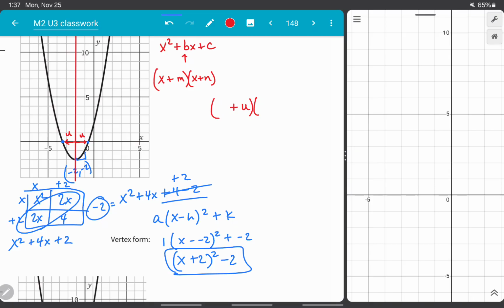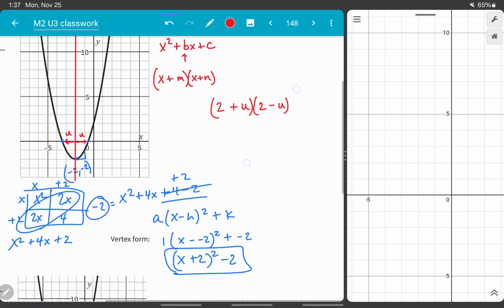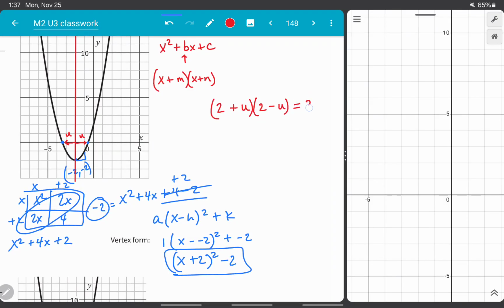Actually, sorry, this is just going to be 2, and 2 minus an unknown number. I'm doing 2 because that's half of 4. That's going to be equal to 2. So now when I do 2 times 2 is 4, plus 2u minus 2u, those cancel out, and I have minus u squared. It's going to be equal to 2.